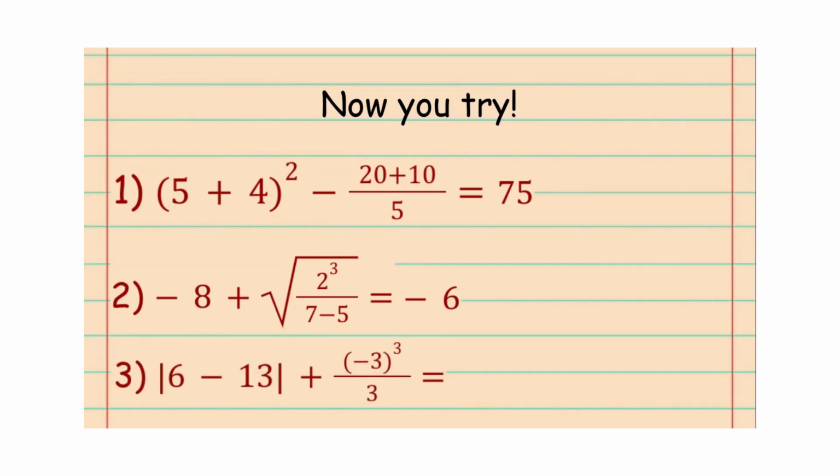Finally, let's try number 3. Give it a go on your own and see if you got the right answer. Okay, I'll assume we're ready to continue. The correct answer is -2. Remember, 6 minus 13 may be -7, but the absolute value makes that +7.